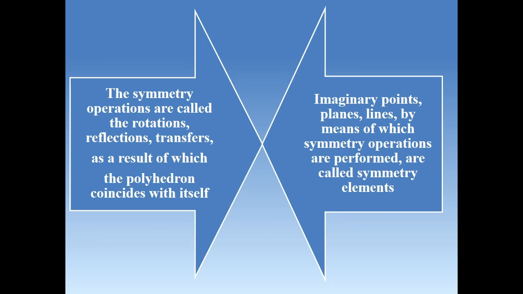A symmetrical figure, or symmetric polyhedron, is a figure that can be combined with itself as a result of symmetrical change. The reflections and rotations giving a polyhedron in combination with itself are called transformations of symmetry or symmetric operations. The elements of symmetry are imaginary planes, lines, and points with the help of which reflections and rotations are made. To indicate symmetric transformations and the corresponding symmetry elements, special conditional characters are used.